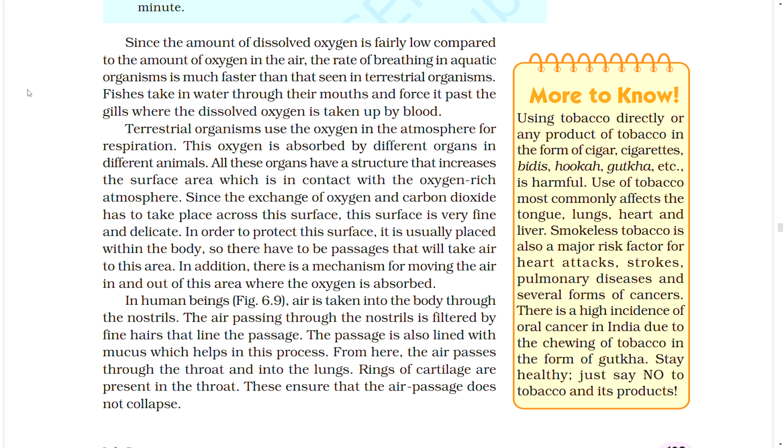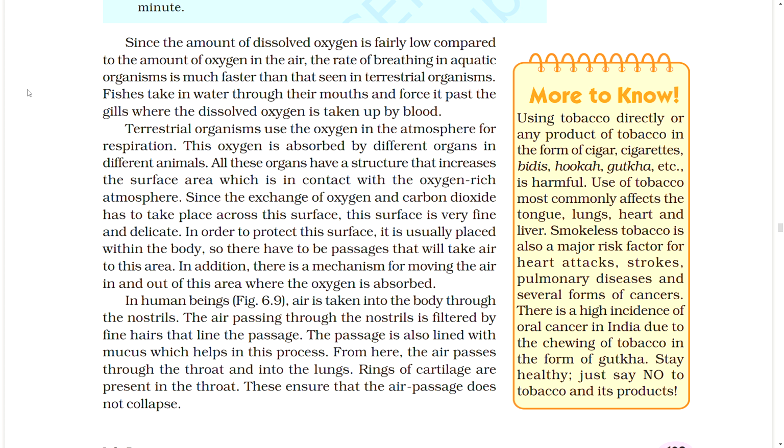Since the amount of dissolved oxygen is fairly low compared to the amount of oxygen in the air, the rate of breathing in aquatic organisms is much faster than that seen in terrestrial organisms. Fishes take in water through their mouths and force it past the gills where the dissolved oxygen is taken up by blood. Terrestrial organisms use the oxygen in the atmosphere for respiration. This oxygen is absorbed by different organs in different animals.